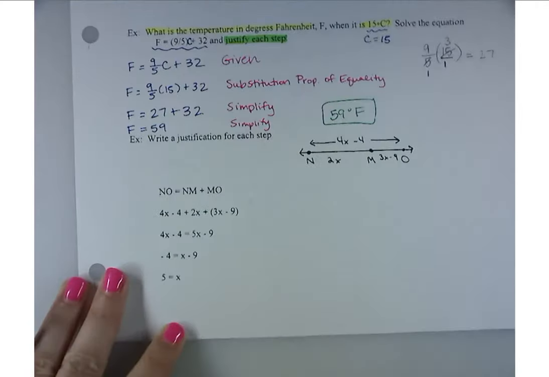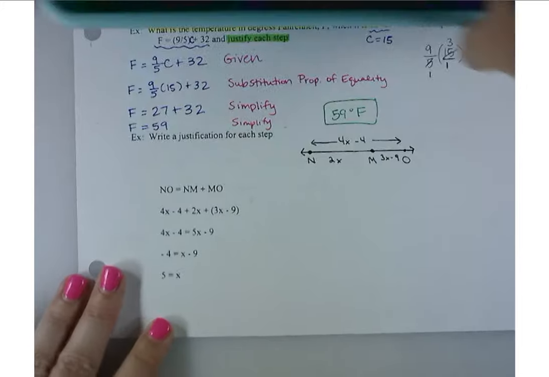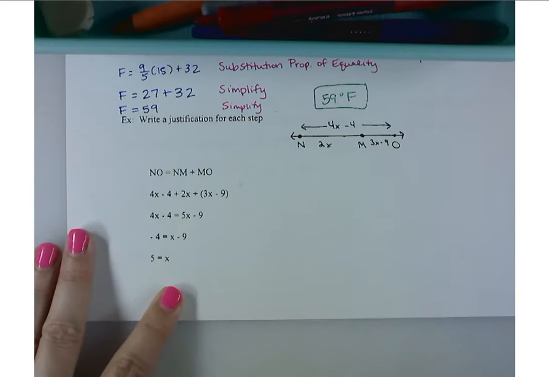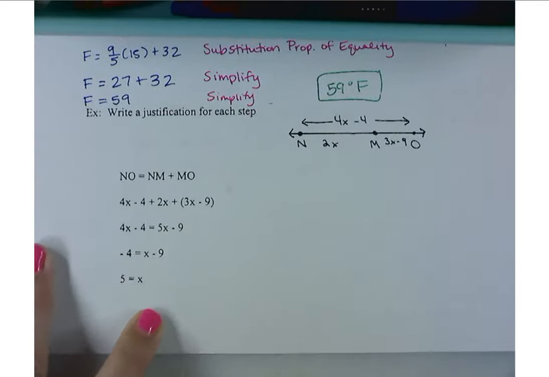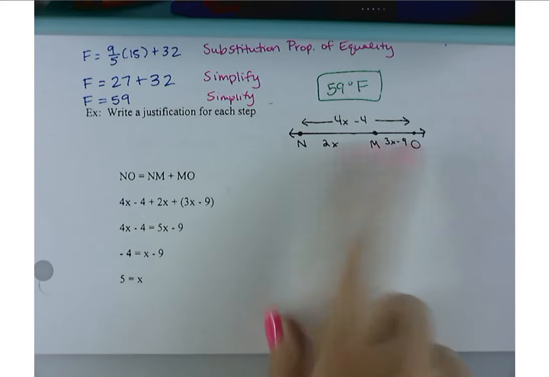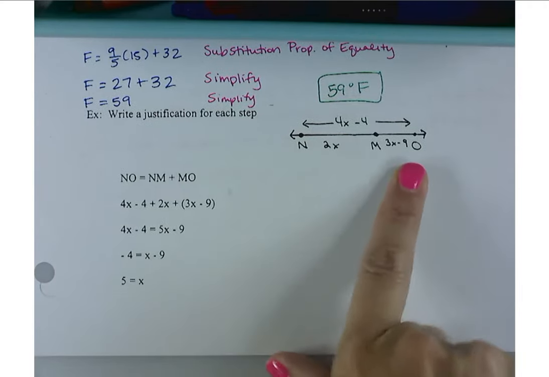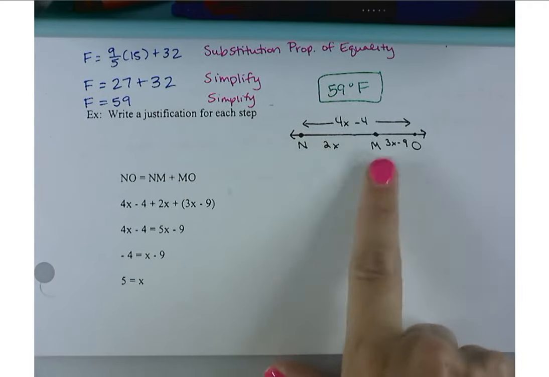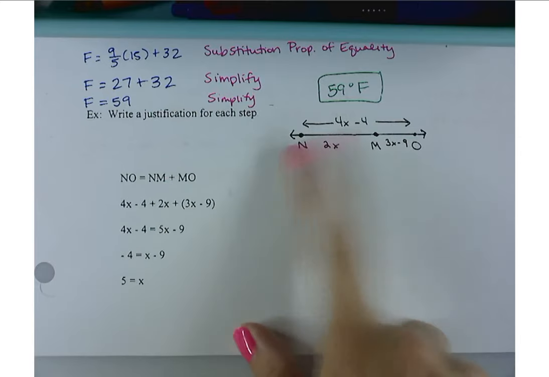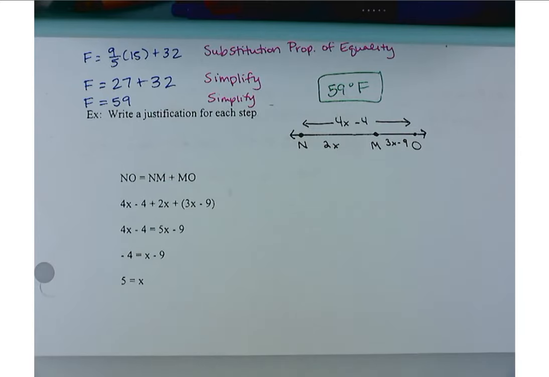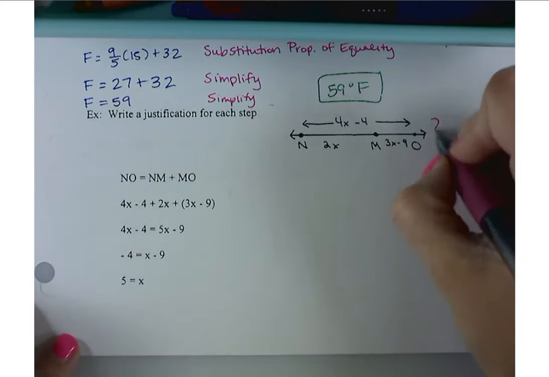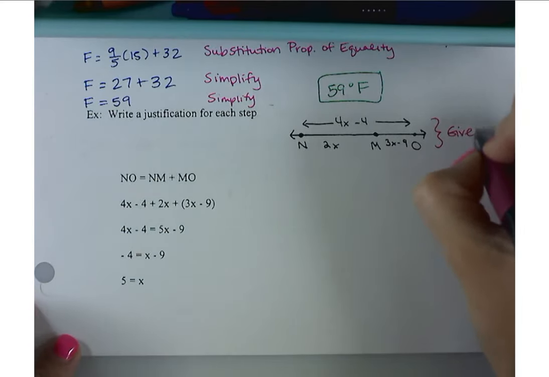Okay, for the next one we have a picture. So we have this line, we have N, M, and O. We're given NM is 2x, MO is 3x minus 9, and the whole segment there is 4x minus 4. So your given in this case is the actual diagram. It's this diagram that's going to be your given value.